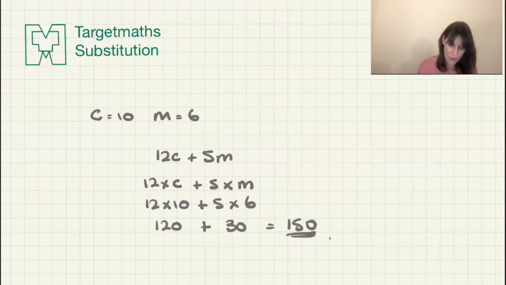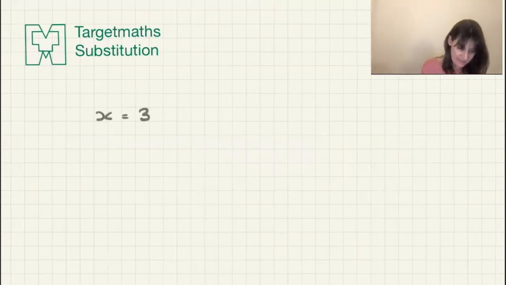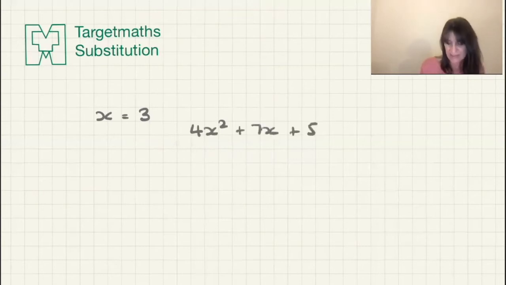Okay. Let's do a different question. That one wasn't too tricky. Let's see if I can make it a bit harder. We're going to do x is equal to 3. And I want you to do 4. Oh, I don't know why I'm writing a k when I'm trying to write 4. Let's try that again. We're going to do 4x squared plus 7x plus 5. So there's quite a lot happening. I've been very nice to you though. I haven't put a negative in there. Hit pause, press play when you're ready.